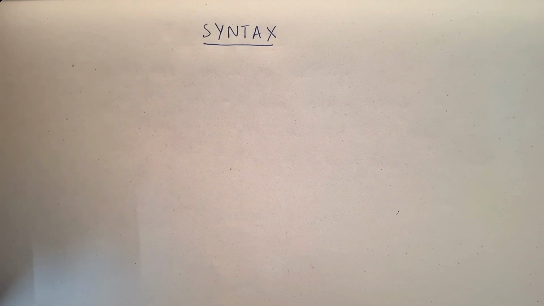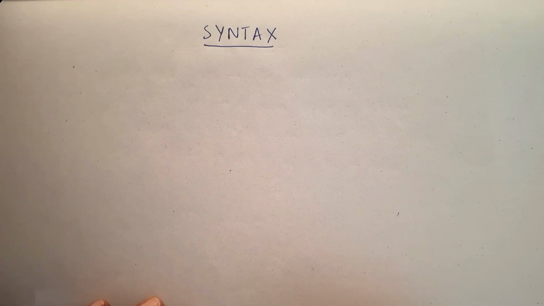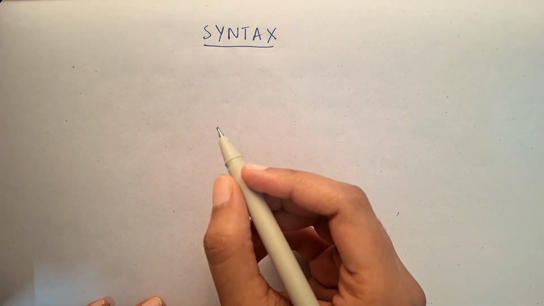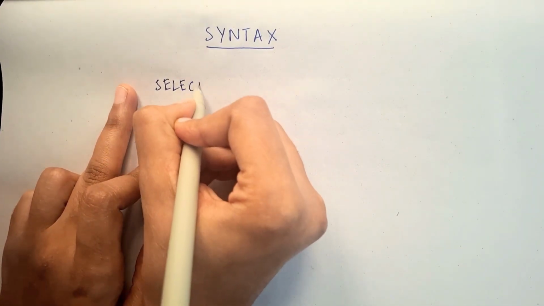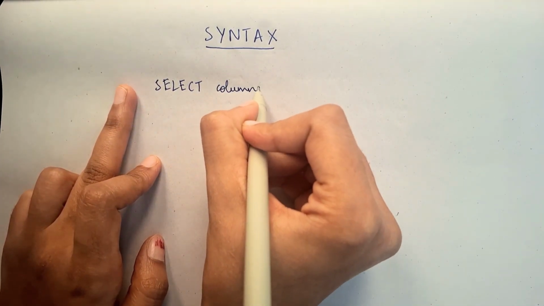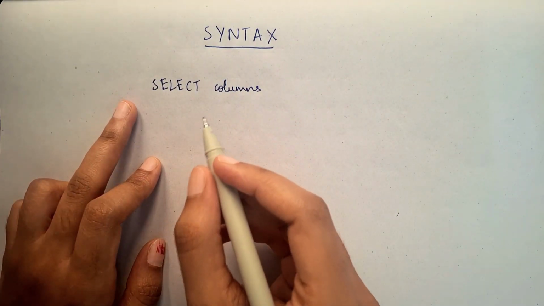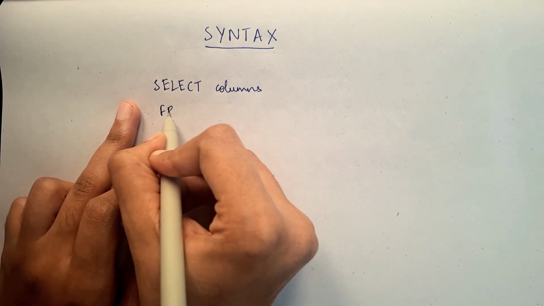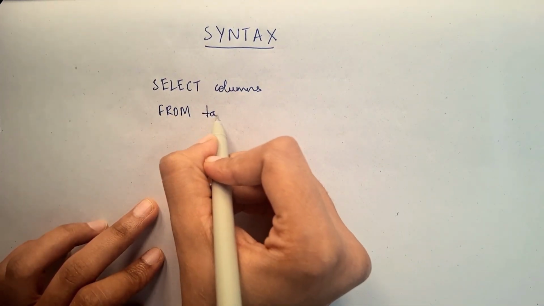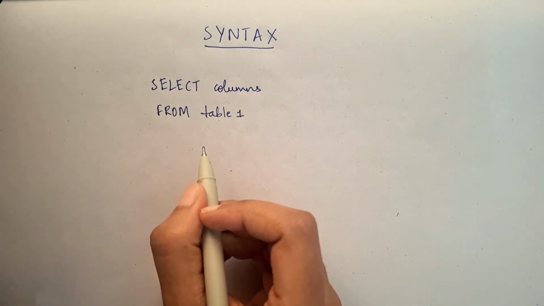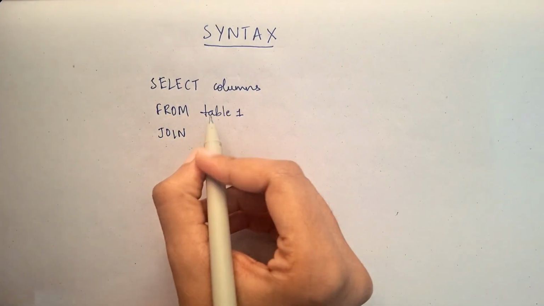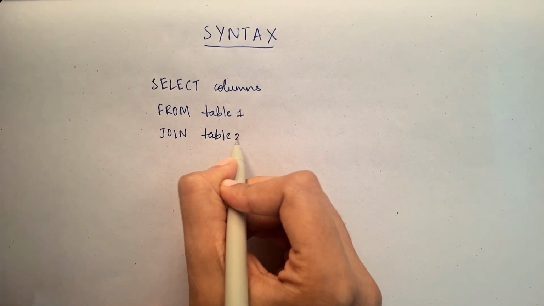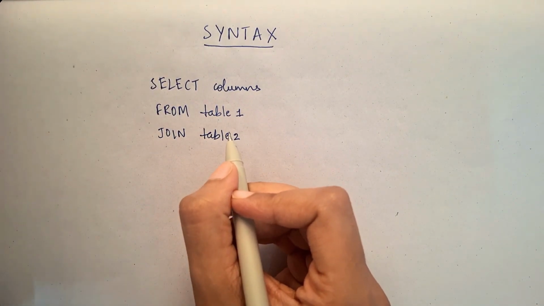Now, we will understand how to use joins in an SQL query. So, let's write the syntax. First, we need to select the required columns. So, I write select columns. Next is from the first table. So, from table 1. Join this with the second table. So, join table 2 on the common column.